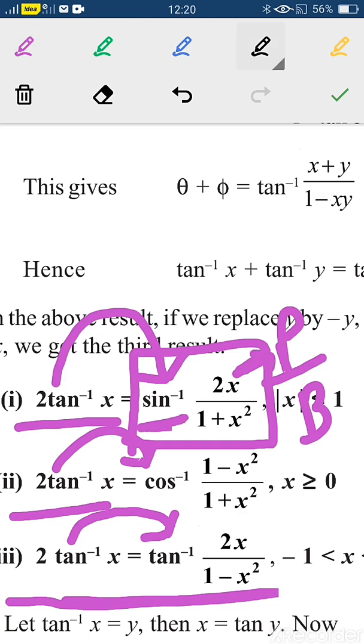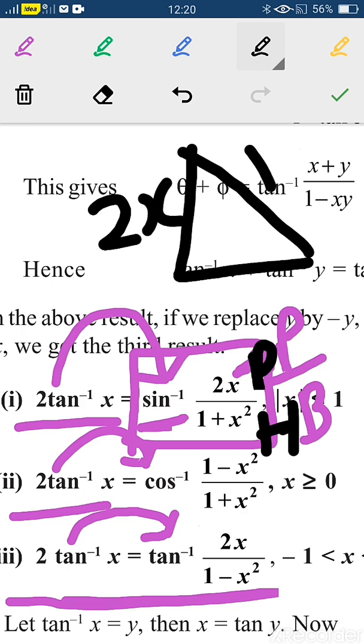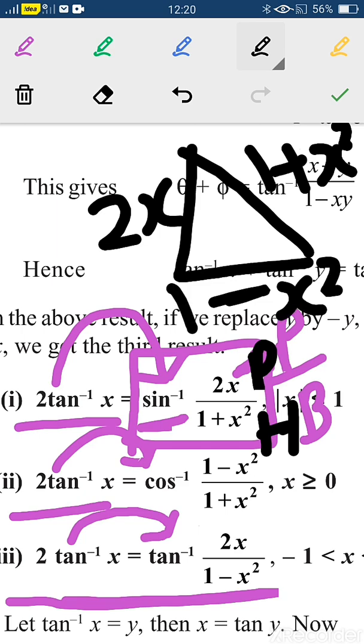Let me write it with another pen. This becomes your perpendicular, this becomes your hypotenuse, right? So now this is perpendicular upon hypotenuse. You can do it in this way. This is your perpendicular, this is your hypotenuse. You can find the base. So what will be the base? Base will come 1 minus x square, right?